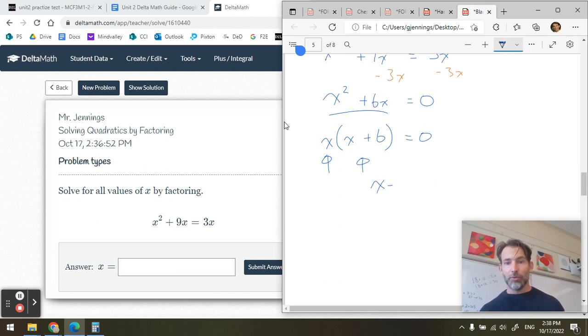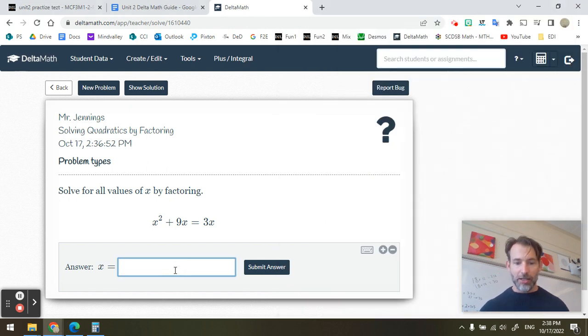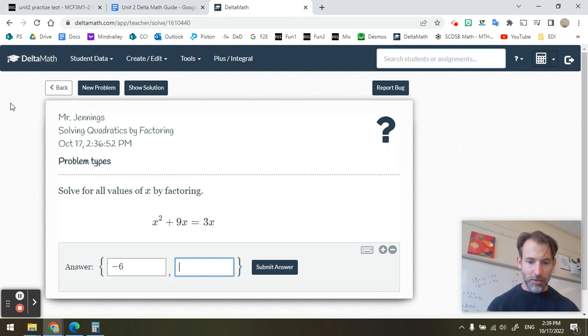So either x equals 0, that's one factor, or x plus 6 equals 0. This is already an answer. This is not yet an answer. We need to subtract 6 from both sides. Then we have isolated x. We have x is equal to negative 6. That's an answer. So x can be, in this case, negative 6, comma, or 0.